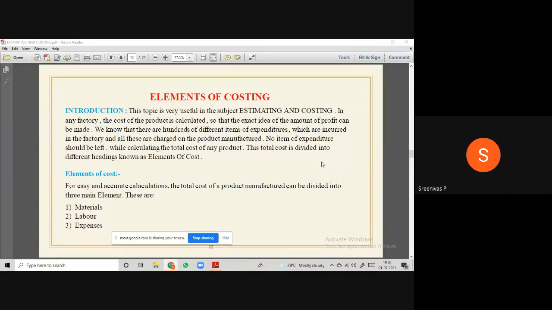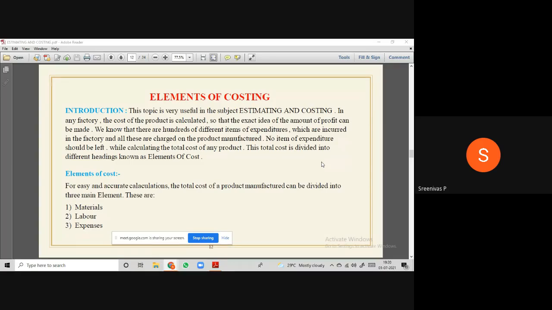Generally we call them DMC, DLC, and DEC: direct material cost, direct labor cost, and direct expenses cost. This is very useful in any factory. The cost of the product is calculated so that an exact idea of the amount of profit can be made.